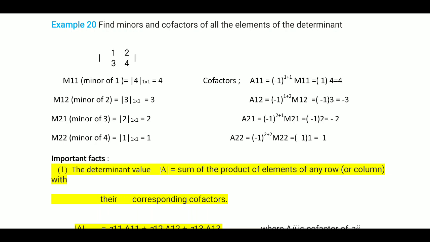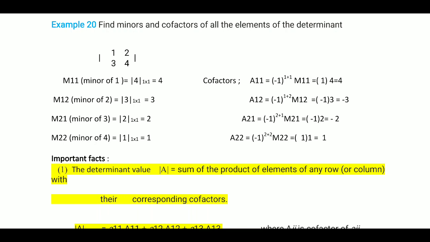Also, M22 means the minor of second row, second column. In second row, second column, there is 4. So the minor of 4 is found by removing second row and second column, and we get only 1. So the minor of 4 is equal to 1. These are the minors of all 4 elements in the determinant.